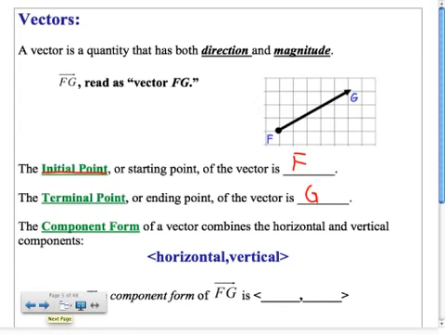And the big thing here is that we're going to talk about component form of a vector. All that means is we can write it using this notation, where the first number is the horizontal component and the second number is the vertical component.